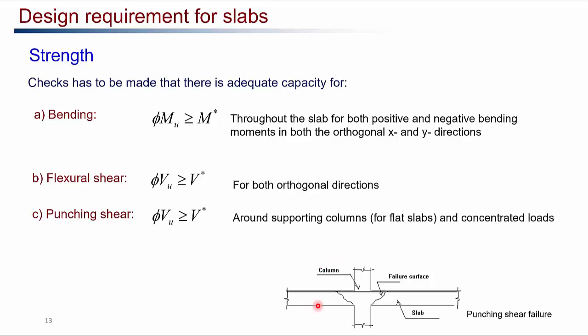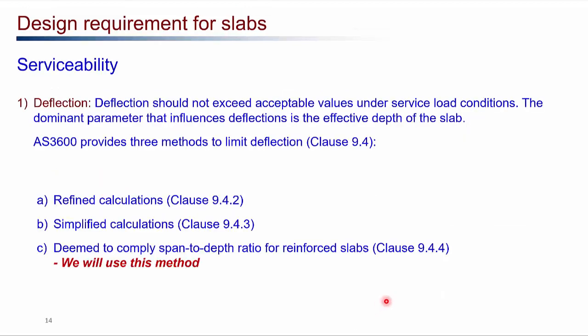As you can see here, for flat plates or flat slabs where the slab is resting directly on the columns, the punching shear can be a critical failure mechanism, and a special design capacity check should be done for punching shear as well. From the serviceability limit perspective, deflection should not exceed the acceptable values as given in the code. And as you know, the dominant parameter that influences the deflection is the effective depth of the slab, and we have to make sure that the slab has enough effective depth to control the deflection.